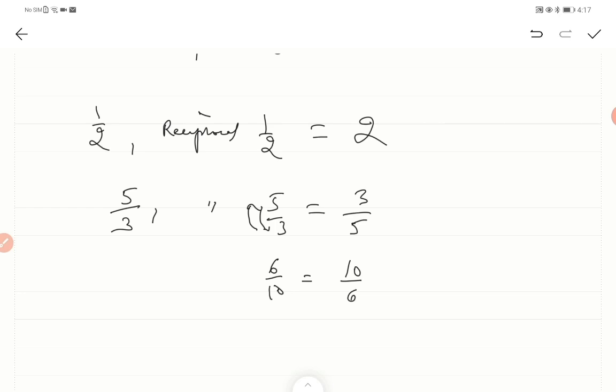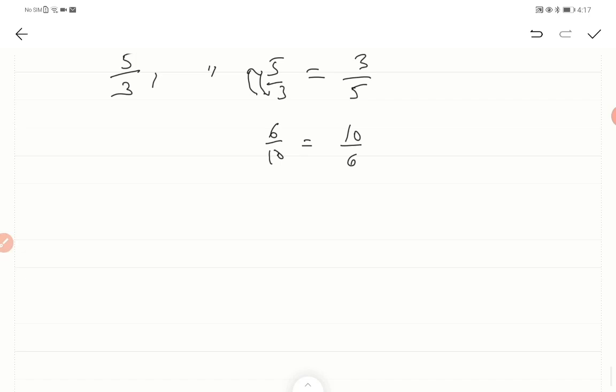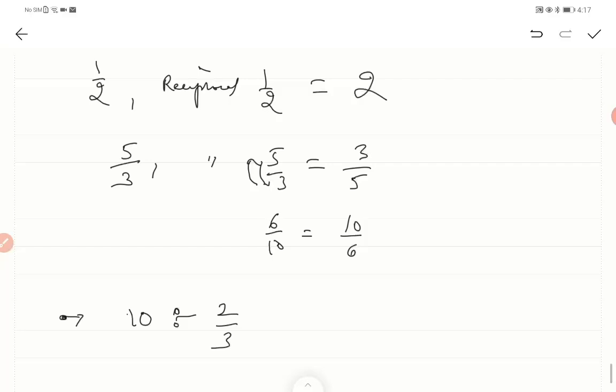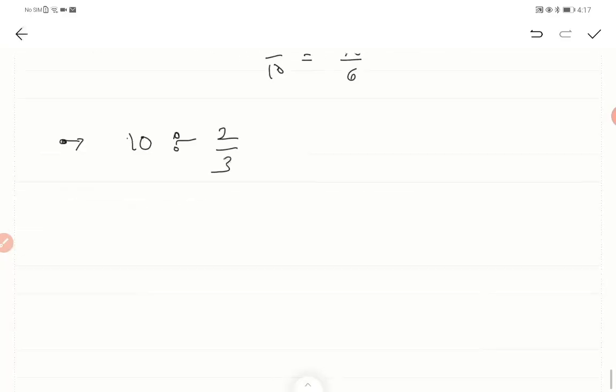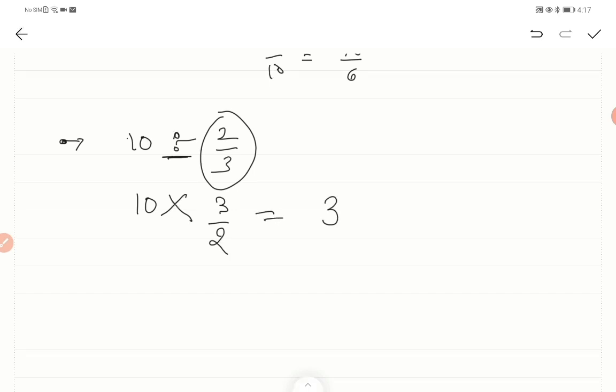Alright, it's very easy. So for any fraction you have to divide by, take one more example: suppose I have 10 divided by 2 by 3. By using the reciprocal, you will convert this into multiplication by the reciprocal. The reciprocal of 2 by 3 is 3 by 2. So my answer will be 30 by 2.